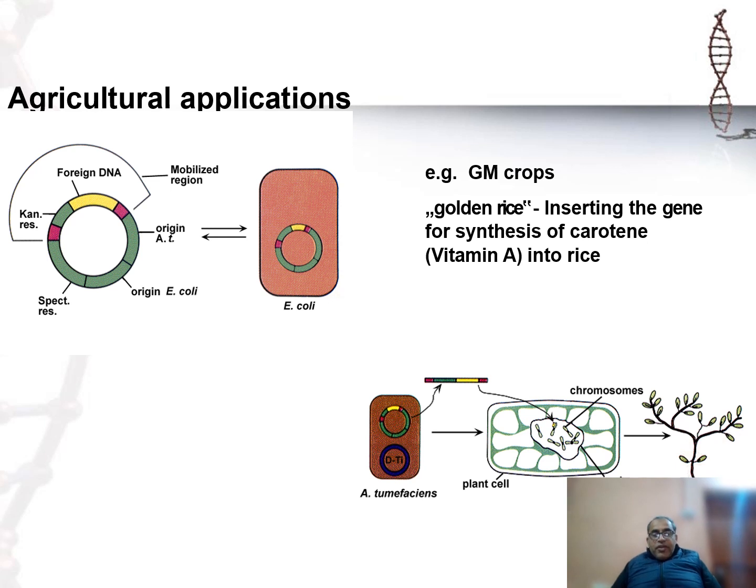Similarly, genetic engineering has been used for agriculture applications, for example, GM crops. Pakistan has been growing Bt cotton, which is a GMO produced using genetic engineering methods. Similarly, there is GM maize, and we also have GM soybean. All of those are produced for different beneficial purposes using genetic engineering techniques.